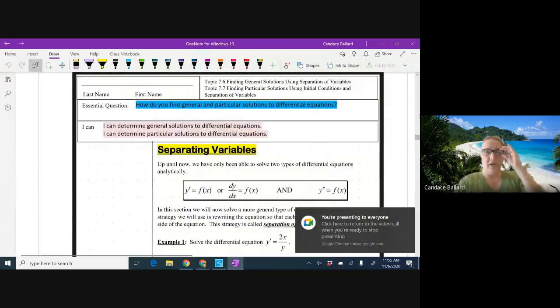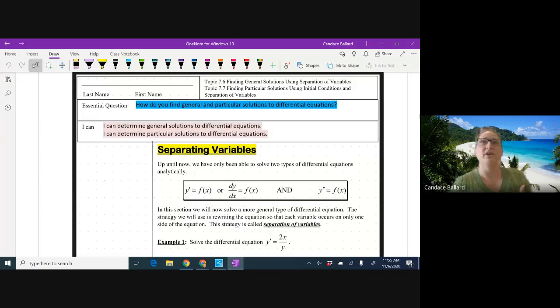All right. So let's do this. So right now we have talked about, we've done this before. We're doing the new separation of variables. This is the general and particular solution.